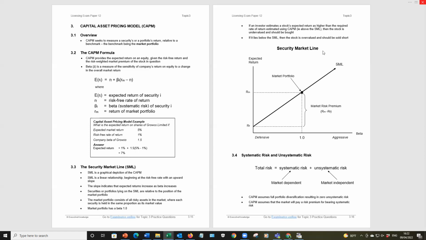Let's look at an example, a capital asset pricing model example. What is the expected return on shares of GrowCo Limited if the expected market return is 5%, the risk-free rate of return is 1%, and the company beta of GrowCo is 1.5? It's 1.5 times as volatile as the market itself. And we'll see later how we calculate beta. Well, the expected return, given the beta of the stock, is the risk-free rate, 1%, plus 1.5 multiplied by the market premium, which is 5% minus 1%. We're expecting a return for this investment of 7%. Now, how we actually use this measure, we will deal with in the next lecture.